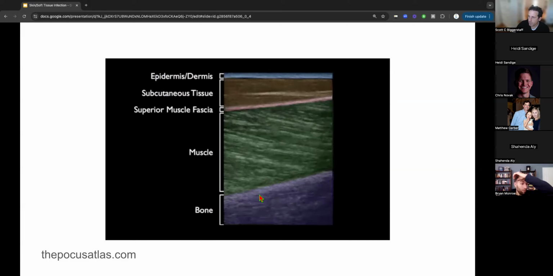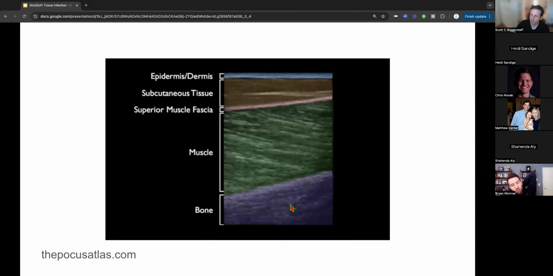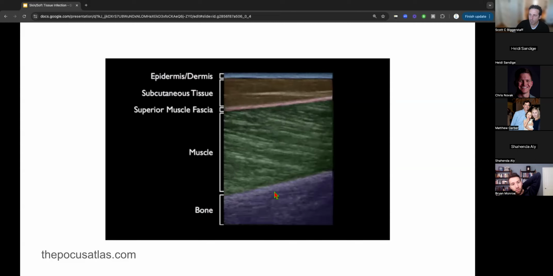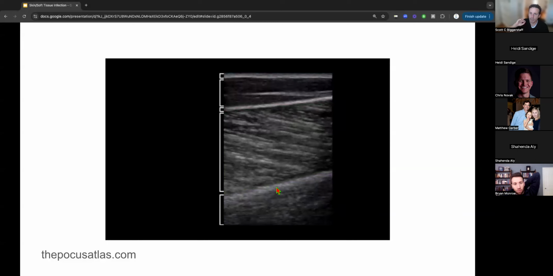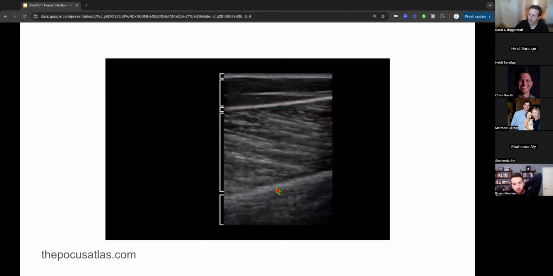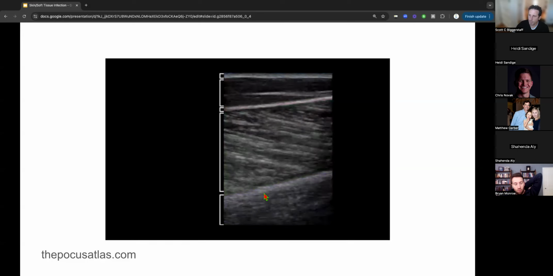And then the deepest structure here is bone, and we're even seeing a little bit of either muscle reflected over bone or some artifacts down here. Bone is going to be hyperechoic, or bright, and you're not going to see anything deep to it because the periosteum is so dense, it's reflecting all of the ultrasound that hits it, or absorbing it. So you'll see dark shadow deep to bone.